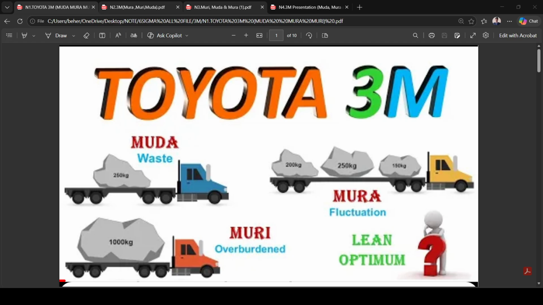As a final summary, Muda is waste, Mura is unevenness, and Muri is overburden. By eliminating Muda, reducing Mura, and avoiding Muri, we can achieve smooth, efficient, and productive systems.